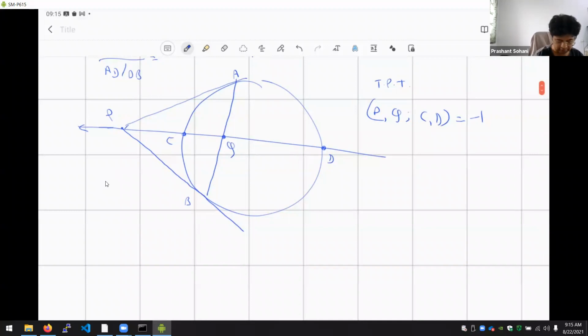So how can we do this problem? First, let me draw the diagram again because PA and PB are supposed to be equal in length, but that doesn't seem to be the case in my diagram.